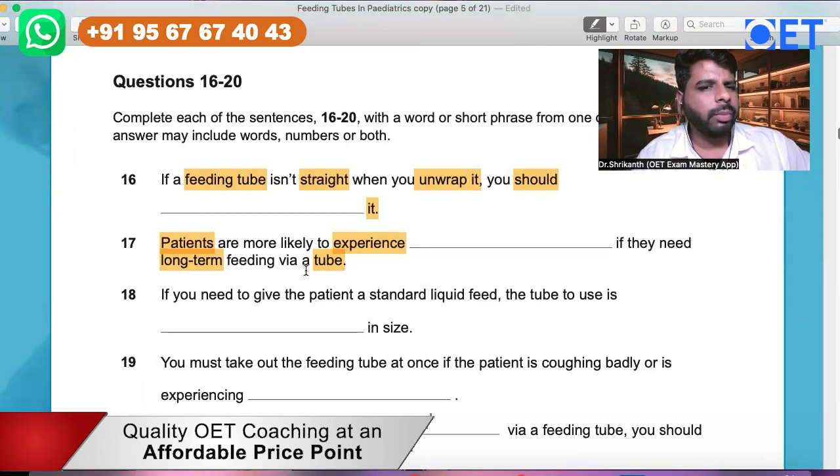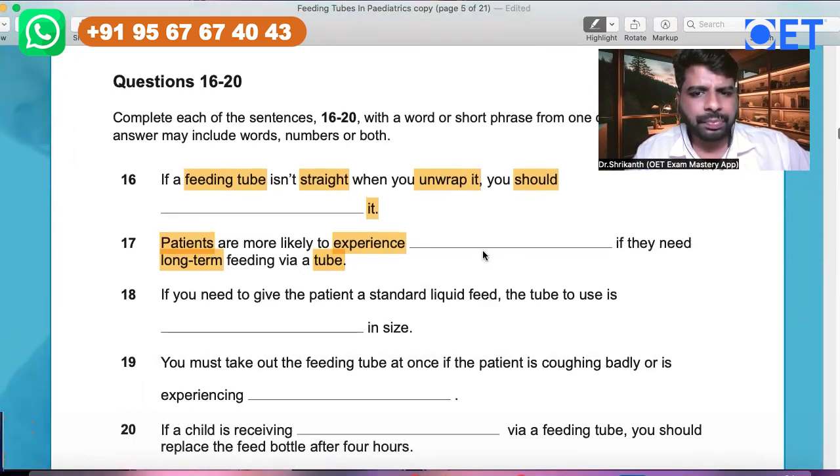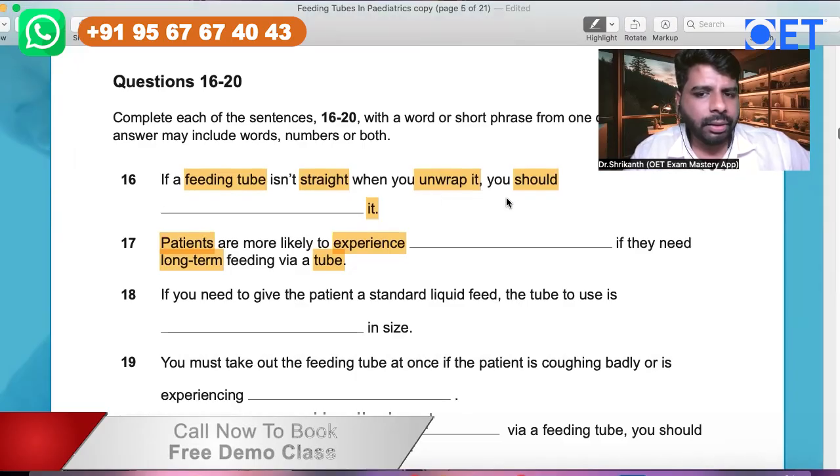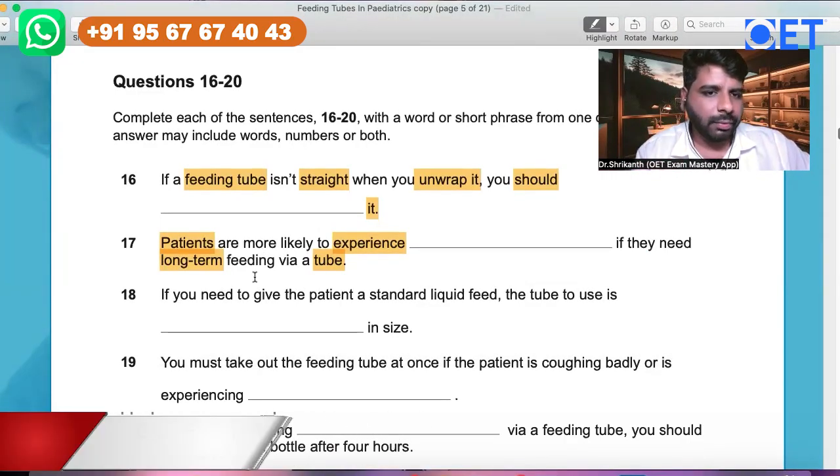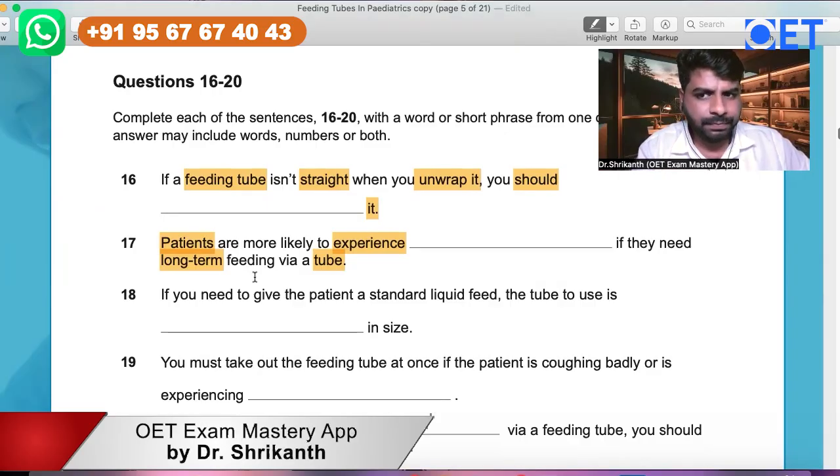So again, they are talking about a problem, that is, if you use it for a long time. A fine bore is also associated with the word long term over here. But again, remember the question. The question is asking you, what are the patients going to experience if they need long-term feeding via tube?